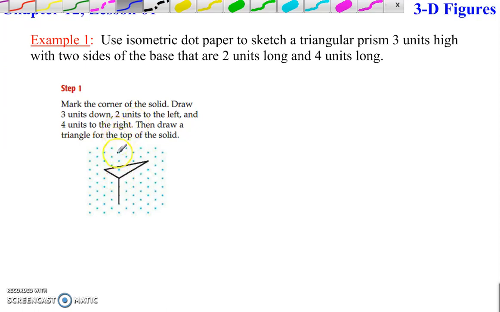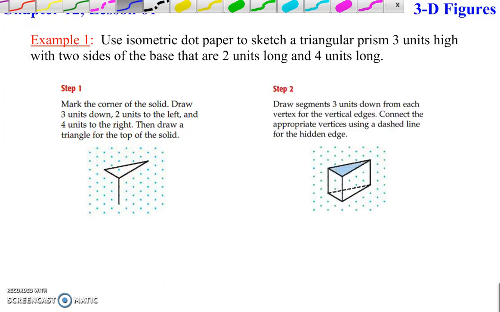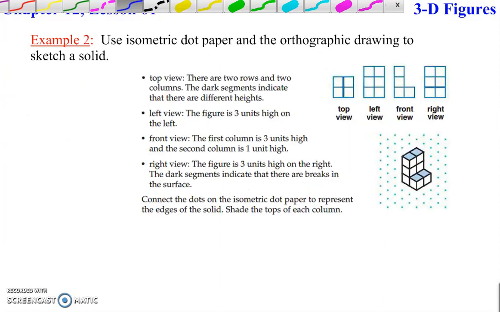And then when we go to the right, we go diagonally 4 to the right. And then you can connect those two to form that triangle. And then finally, we draw 3 down and connect those right here and fill in the rest of the shape. So that's what that looks like.